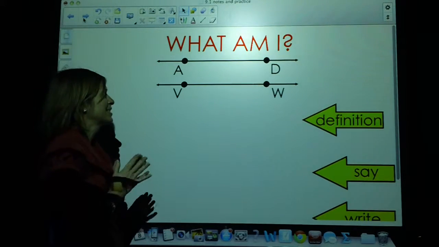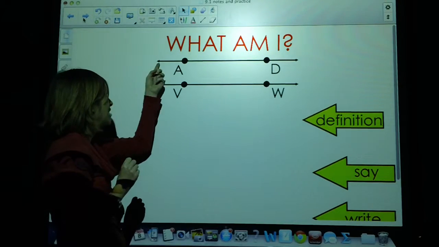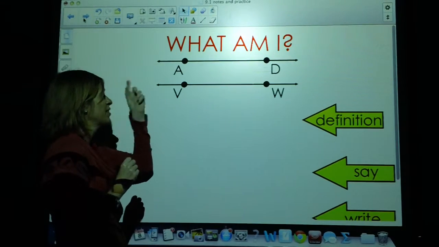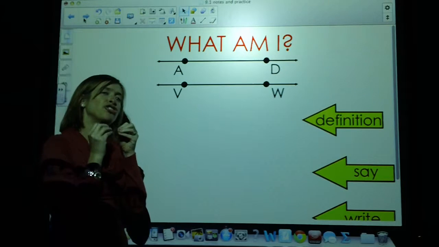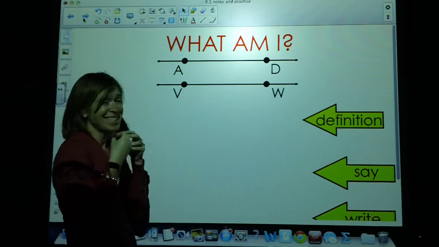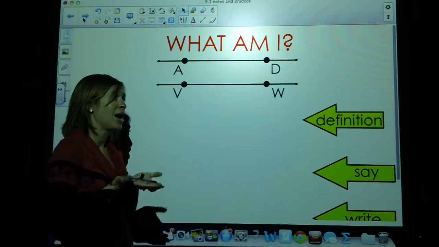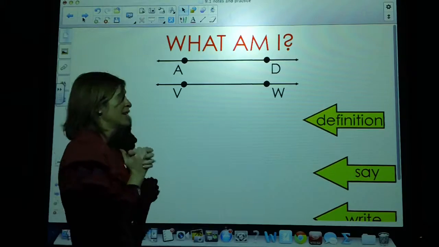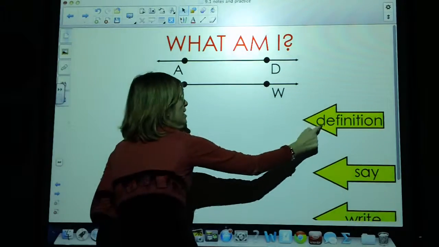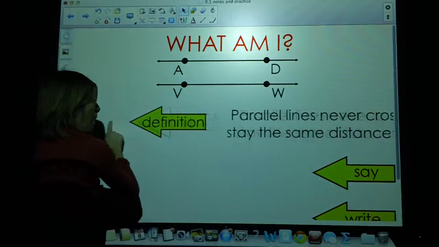All right, a couple more. Ooh, I love these. Well, right now, what am I? You should be saying, well, that's a line, because it's got arrows at the end. These are 2 lines, 2 very special lines. These lines actually help us so that we can sit in classrooms and that we can have a house that we don't hit our heads on. These are called parallel lines.